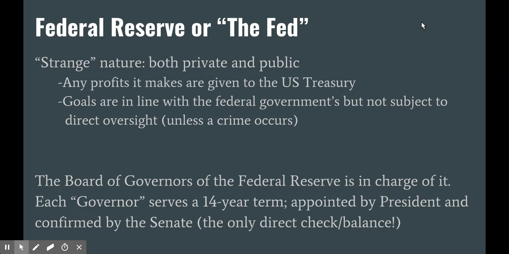So that's the only direct check and balance, unless some sort of crime is committed. It's weird because any actual profit that it makes, it gives directly to the US Treasury, which is part of the US government. It has the same goals as the federal government does. It's not like one is going to want to contract while the other wants to expand, but they use different tools because the Federal Reserve is not the same thing as the US federal government. So it's not subject to a ton of direct oversight, like it says here.